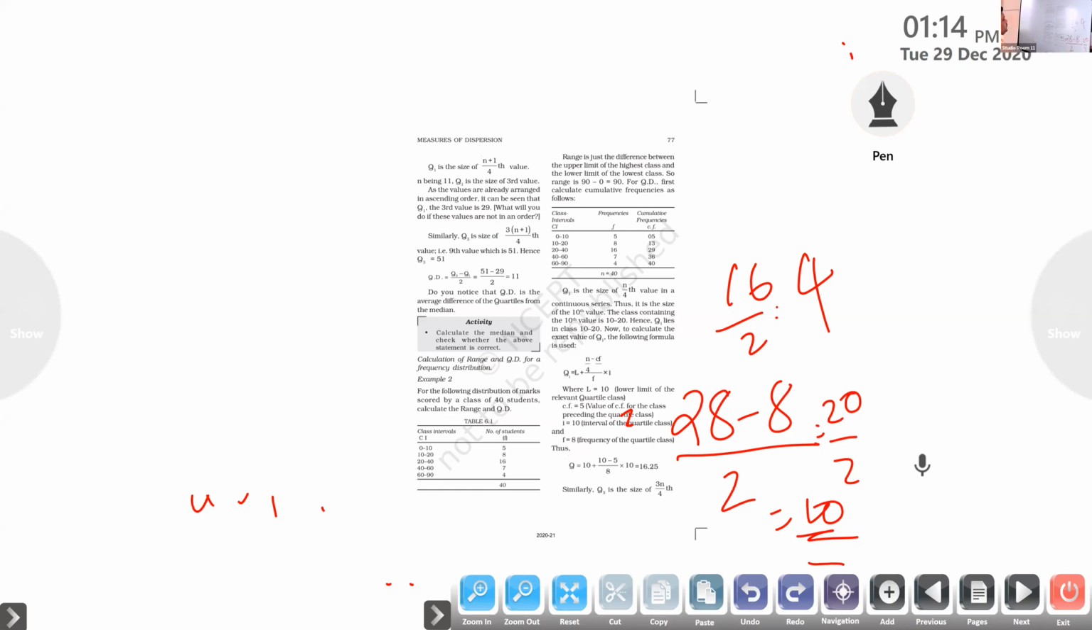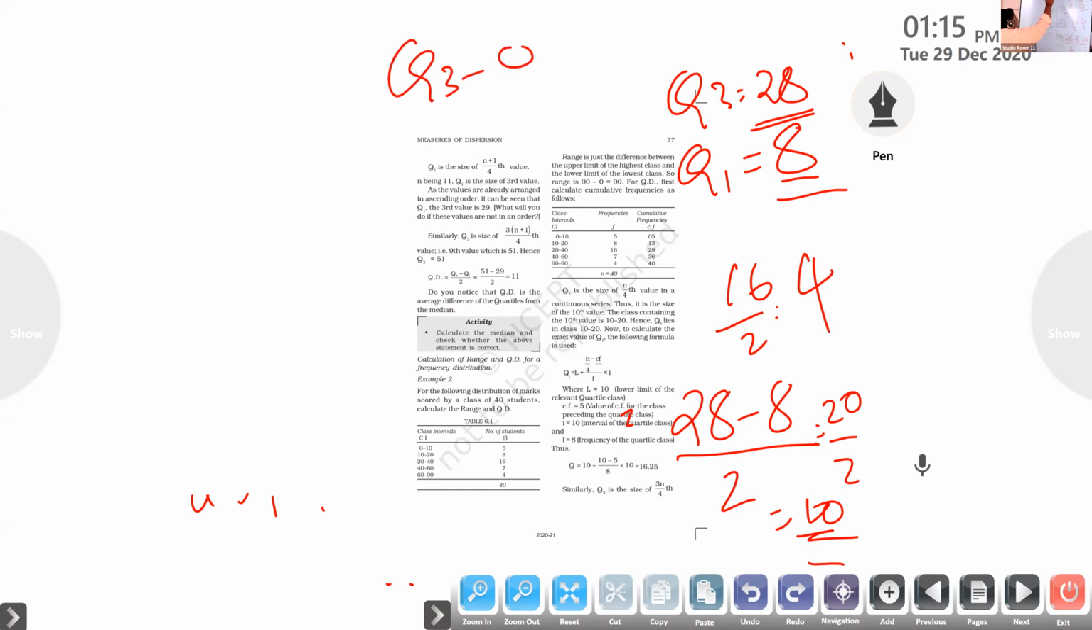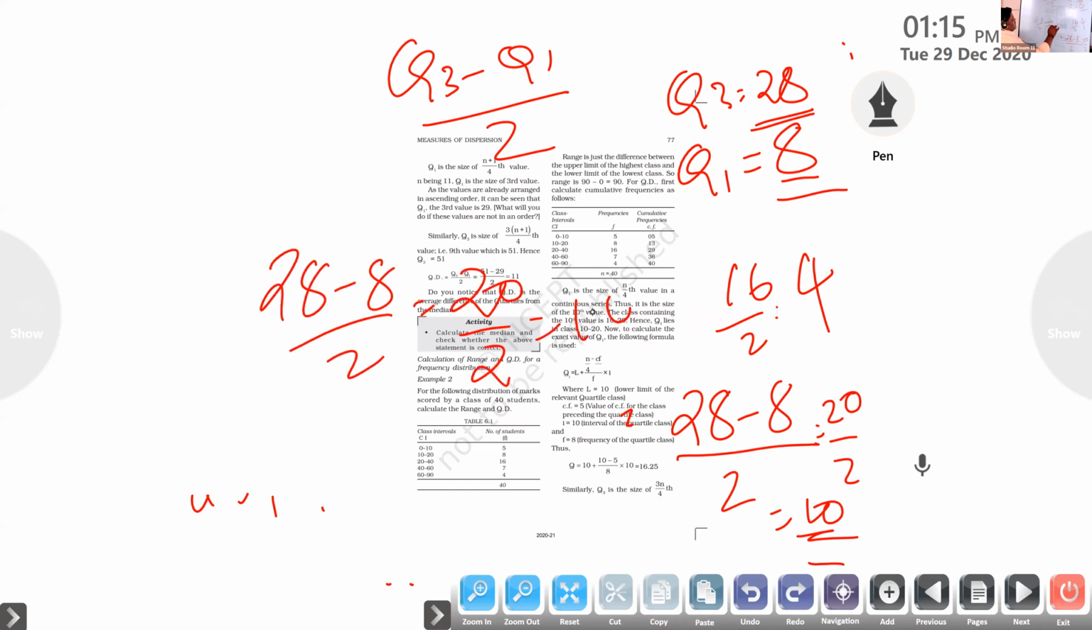So rewrite that. Q3 is 28. Q1 calculated as 8. So Q3 minus Q1 divided by 2: 28 minus 8 divided by 2. So 20 divided by 2, the answer is 10. Clear? That was a wrong entry. 12 was a wrong entry. Rewrite that with number 8, so you can do the correct calculation.